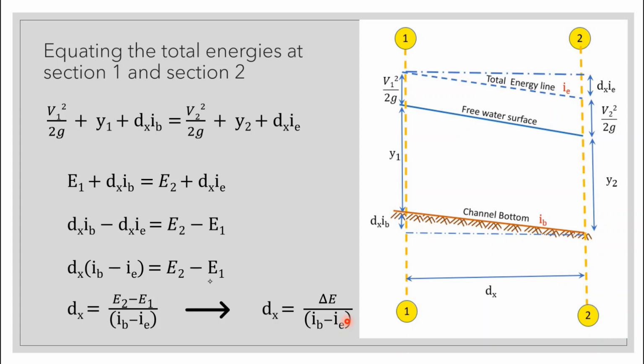So this is the equation for finding out the length of a single section which is a part of the water surface profile. Now we will get dx of each section. We will add all those dx and we will get the total length of the water surface profile.